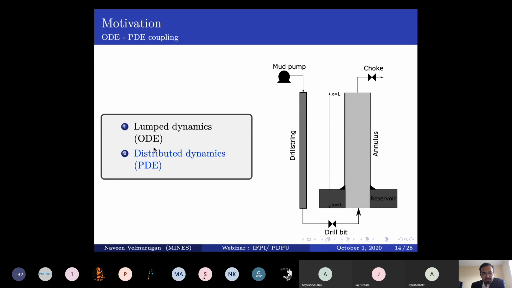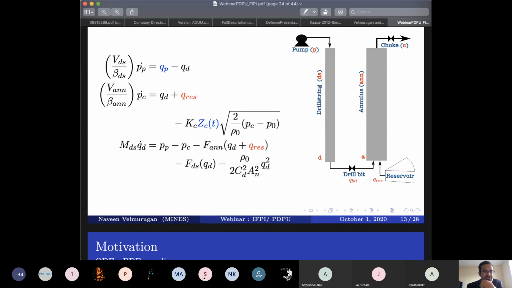So we will now look into the distributed dynamics, but I will not jump on to the equations. Let's make it a little bit interesting, and I will show you some simulations about how we have the dynamics that is distributed throughout the wellbore, right? So let's see how to do that. I have set up a simulation for you guys, and let's see.